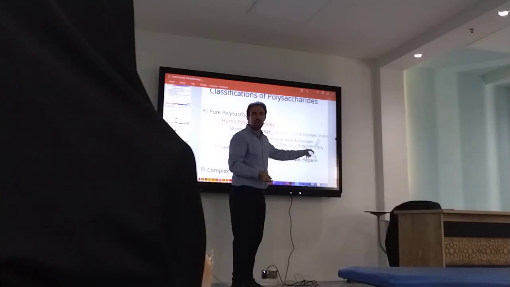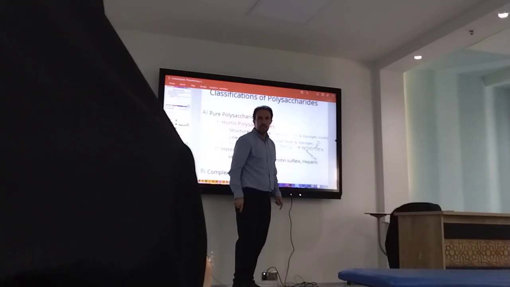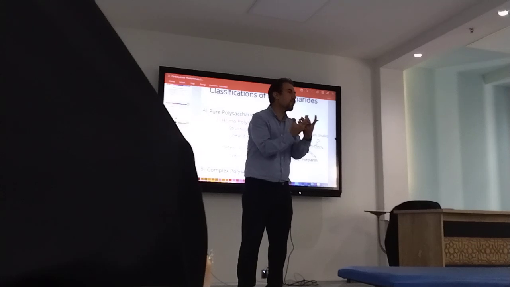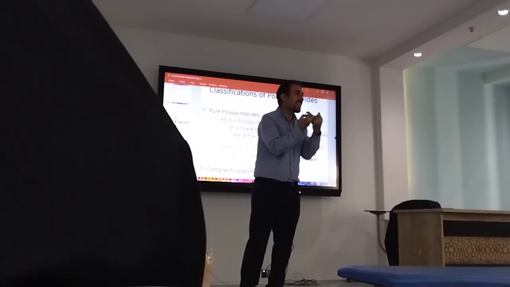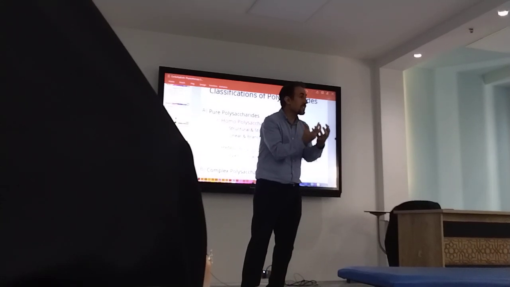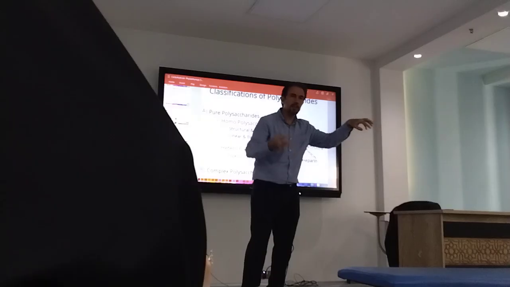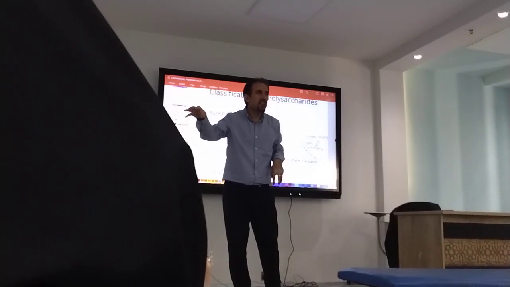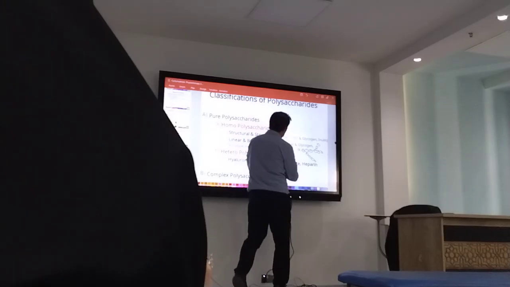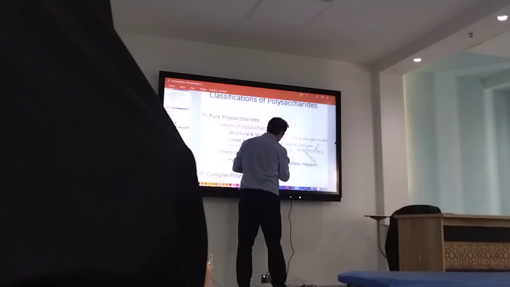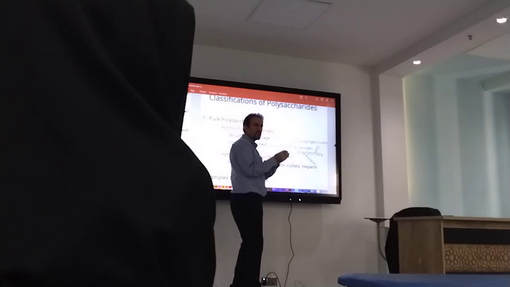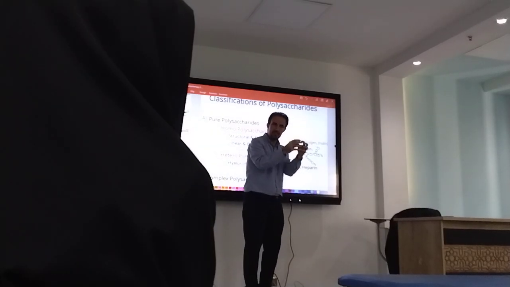All of these units are glucose. Starch is the form of glucose storage in plants. What about the animals? We call it glycogen. This is for plants: storage of the glucose. They store the glucose as starch.